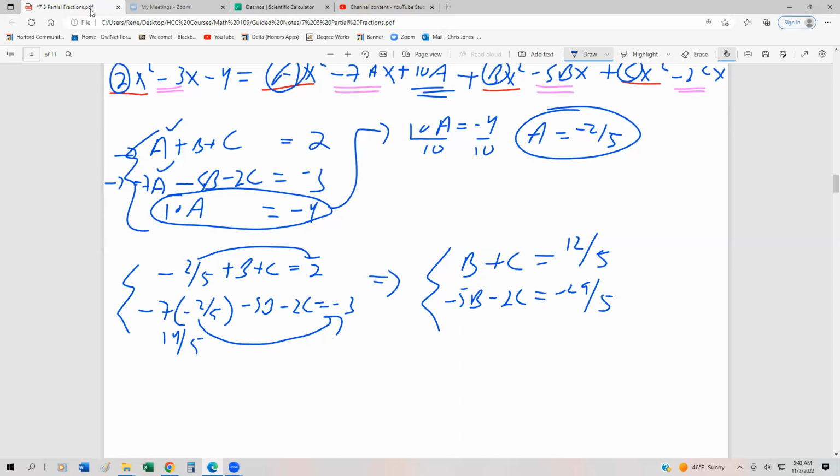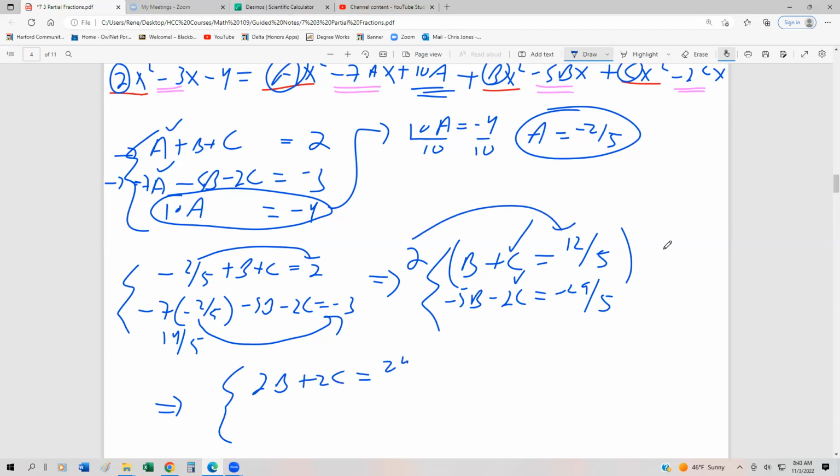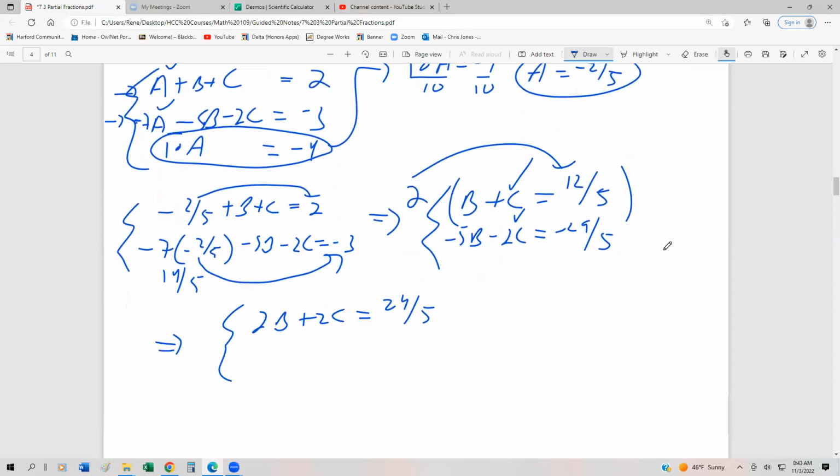I'm going to multiply the first equation by 2. The reason I do that is just because that's going to give us a positive and a -2c. So we're almost done with this. We're getting close. Our new system is going to become 2b plus 2c equals 2 times 12/5, which is 24/5. We still have -5b minus 2c equals -29/5. And this is going to work out really nicely.